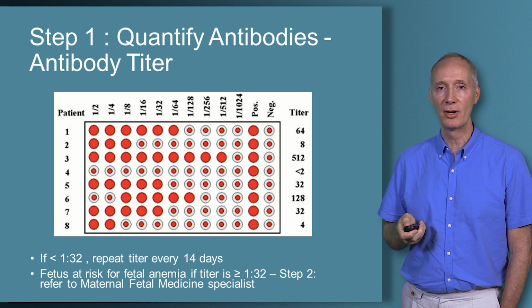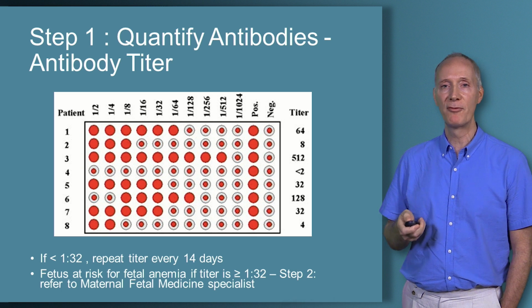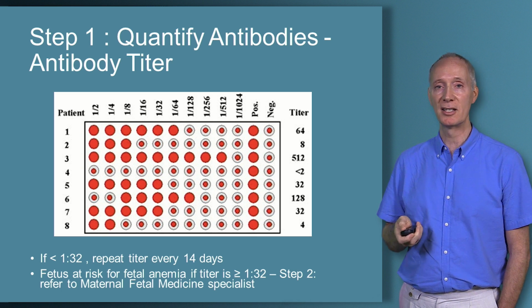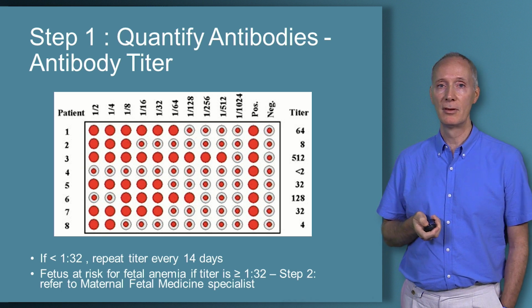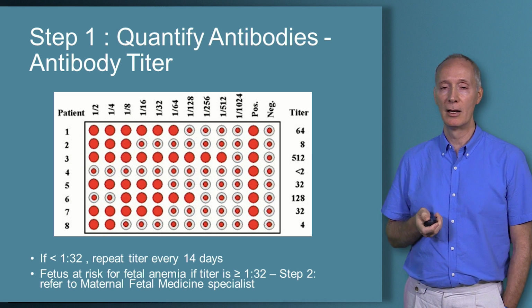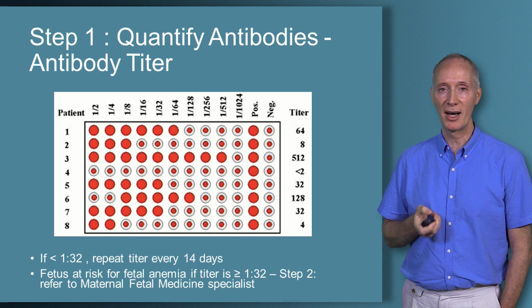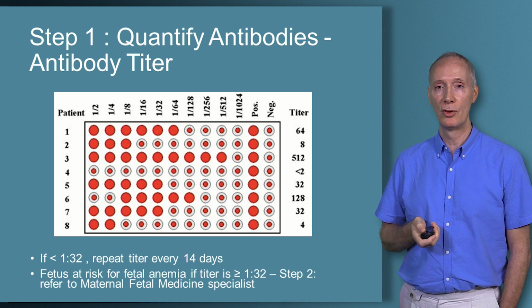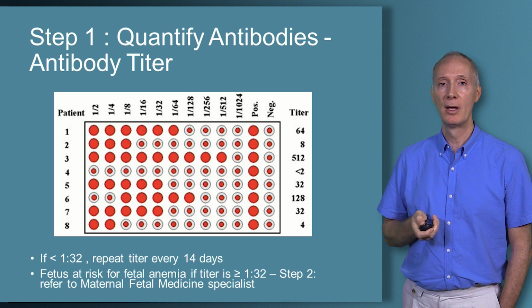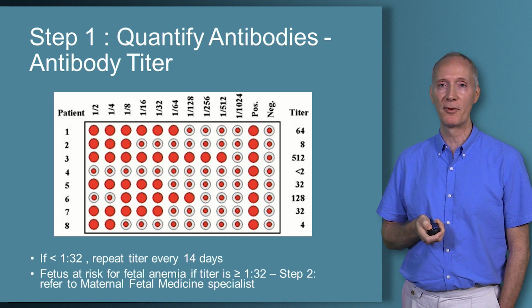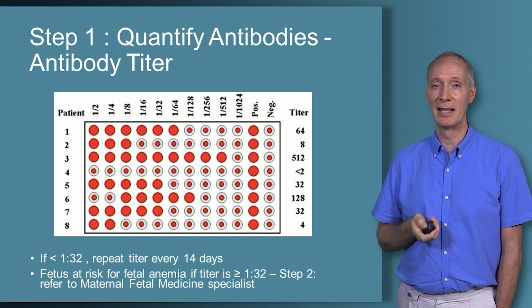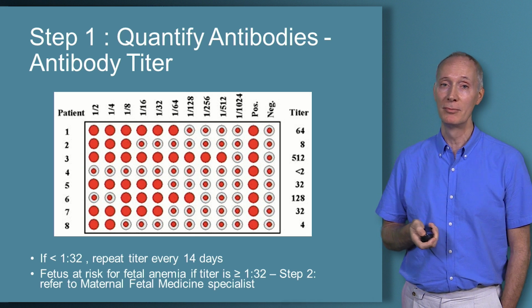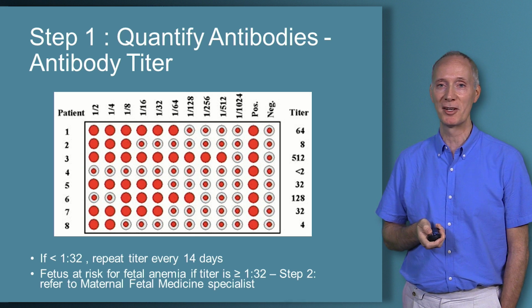If the rhesus D antibody titer is less than 1 in 32, you can still follow the patient without any intervention, but repeat the titer every 14 days, as titers lower than this rarely cause hemolytic disease of the fetus. If the titer is found to be 1 in 32 or higher, then the fetus is at risk for fetal anemia. And the next step is then to refer the patient to me, the maternal fetal medicine specialist.